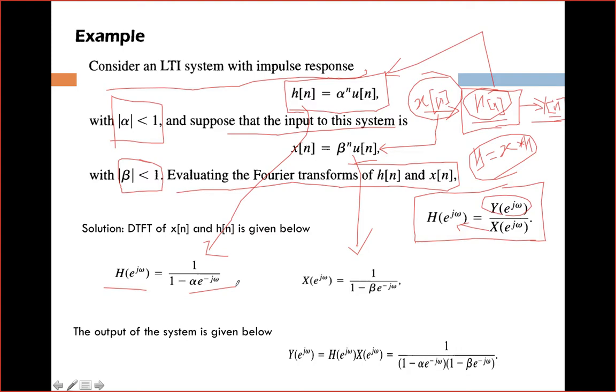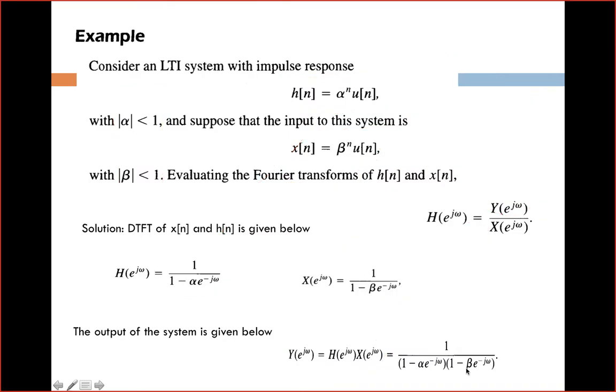This is standard formula. And X of e power j omega is equal to 1 by 1 minus beta into e power minus j omega. Now, we are going to find out the output. Y of e power j omega is the multiplication of H of e power j omega and X of e power j omega. We are going to multiply these two terms. I will get 1 by 1 minus alpha into e power minus j omega, into 1 minus beta into e power minus j omega.